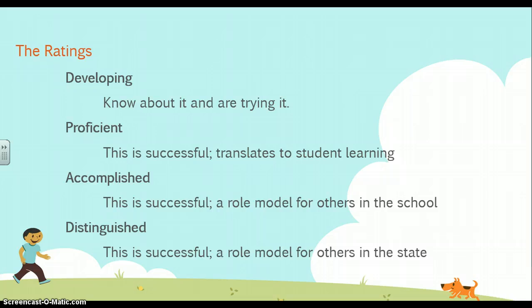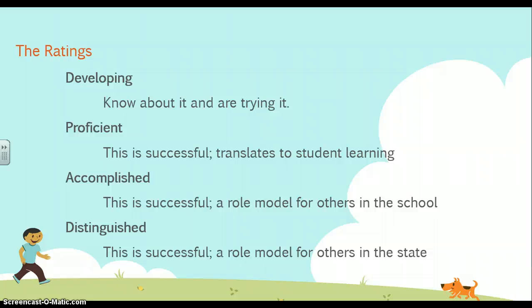Sometimes one of the hardest things about observing a peer is knowing whether to mark developing, proficient, accomplished, or distinguished. So as a general rule, we think of developing as a teacher knows about that standard and they're trying it. Might not be successful, but they're trying it. Proficient means that they're being successful with the standard and it's translating to student learning. So not only are they trying it, it's working, but it's actually impacting students.